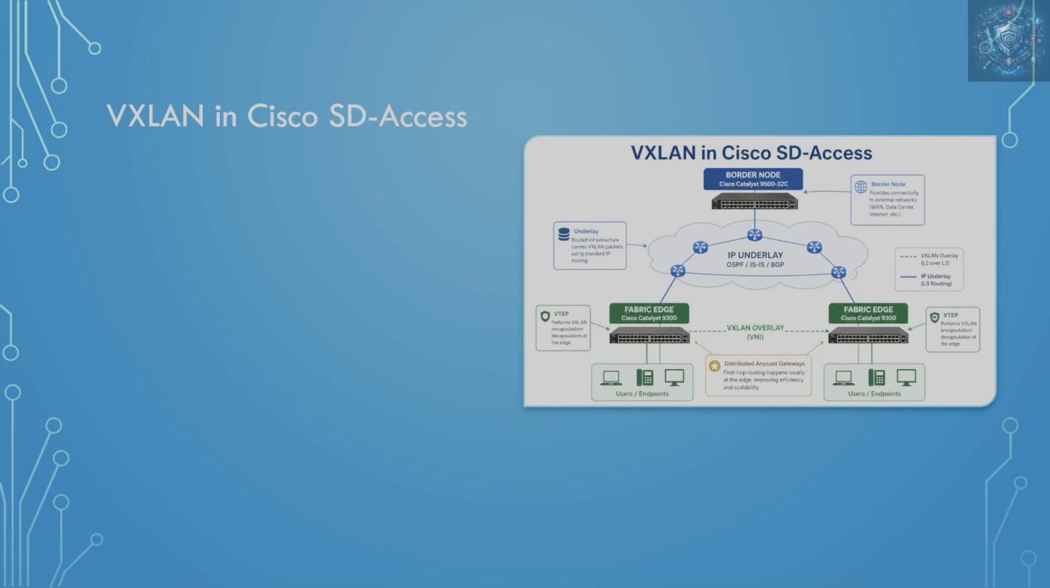So now let's take a look at how VXLAN will work in a Cisco SD-Access setup. So we have our fabric edge nodes. That's the Cisco 9300s here in the diagram. They might be 9200s. It's going to be some kind of Cisco Catalyst 9000 series switch, which acts as our fabric edge. And what the fabric edge is, it is the device or devices that the users connect to.